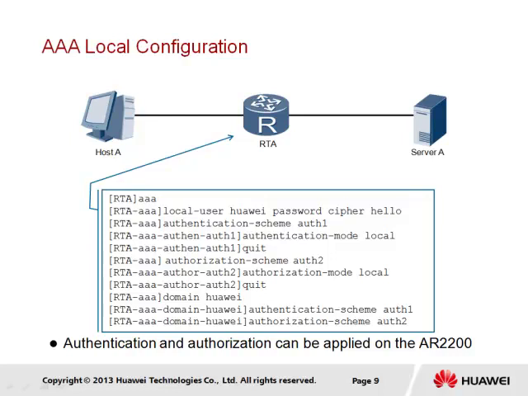The implementation of AAA using local configuration allows for the establishment of user authentication and authorization only. In using local configuration, we are able to configure usernames and passwords for users that are to be authenticated by RTA that will operate as the network access server. We see this being performed here under the AAA view using the local user command, followed by which the username and password are defined, by which remote host devices such as host A will be authorized.